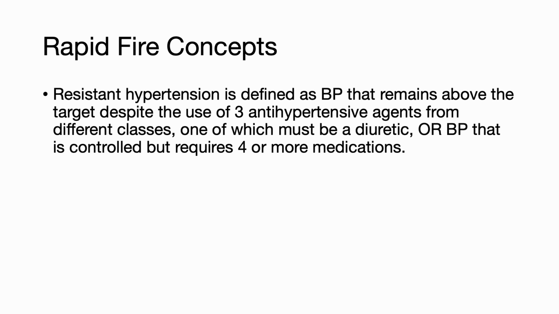Make sure that you can easily identify a vignette that's considered resistant hypertension. Resistant hypertension is defined as blood pressure that remains above target goal despite being on 3 blood pressure agents from 3 different classes, one of which must be a diuretic, or if the patient's blood pressure is controlled but is on 4 or more medications.